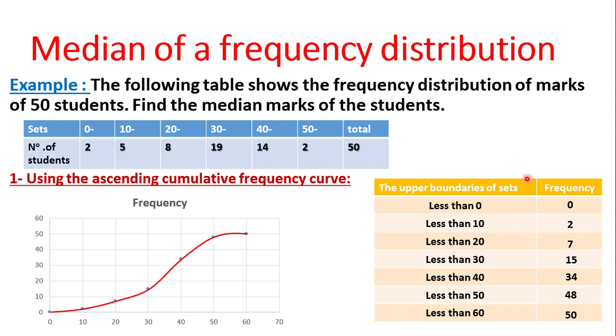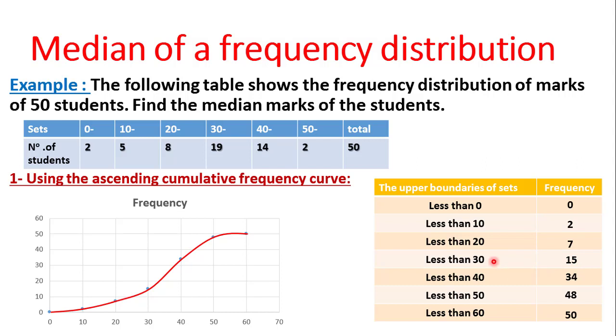Okay, the points will be 0 with 0, 10 with 2, 20 with 7, 30 with 15, like here. Look at here, 30 with 15, between 20 and 30. 60 with 50, this is 60 with 50. So the points are here in the table. The first point 0 with 0, the second point 10 with 2, the third 20 with 7, the fourth 30 with 15, and so on.